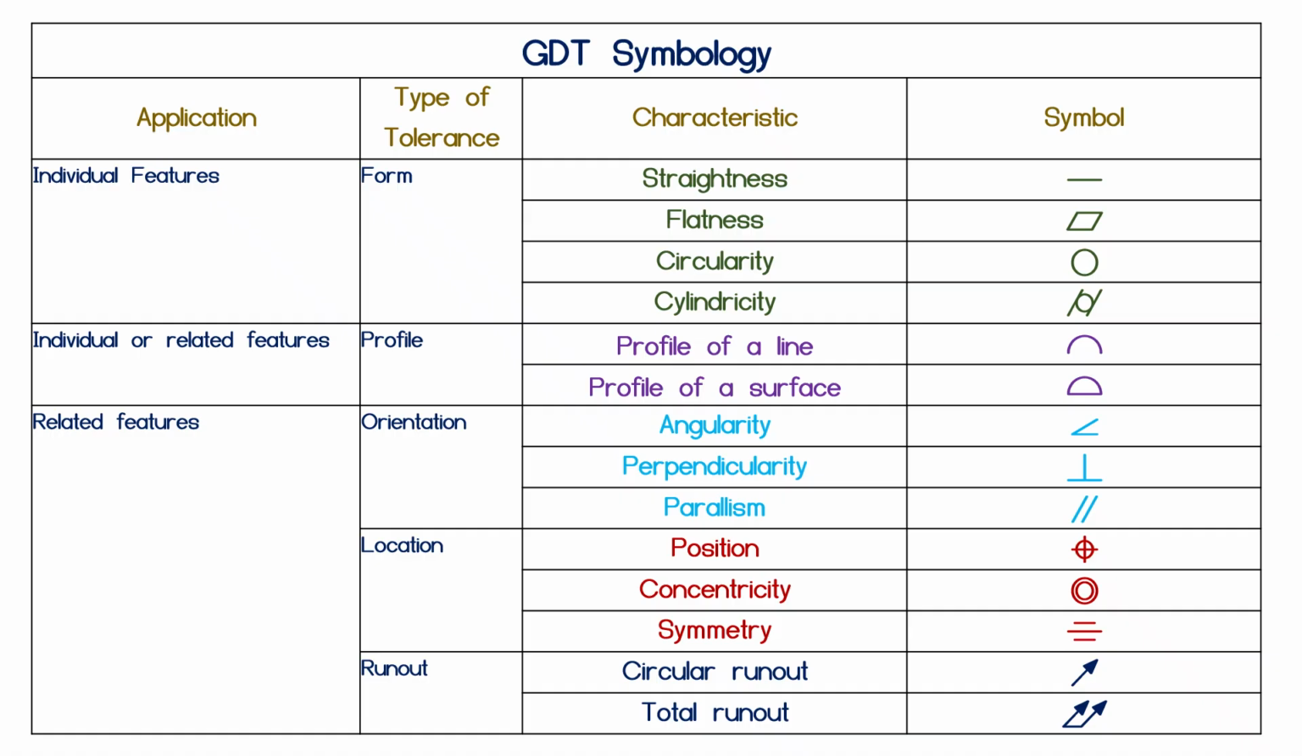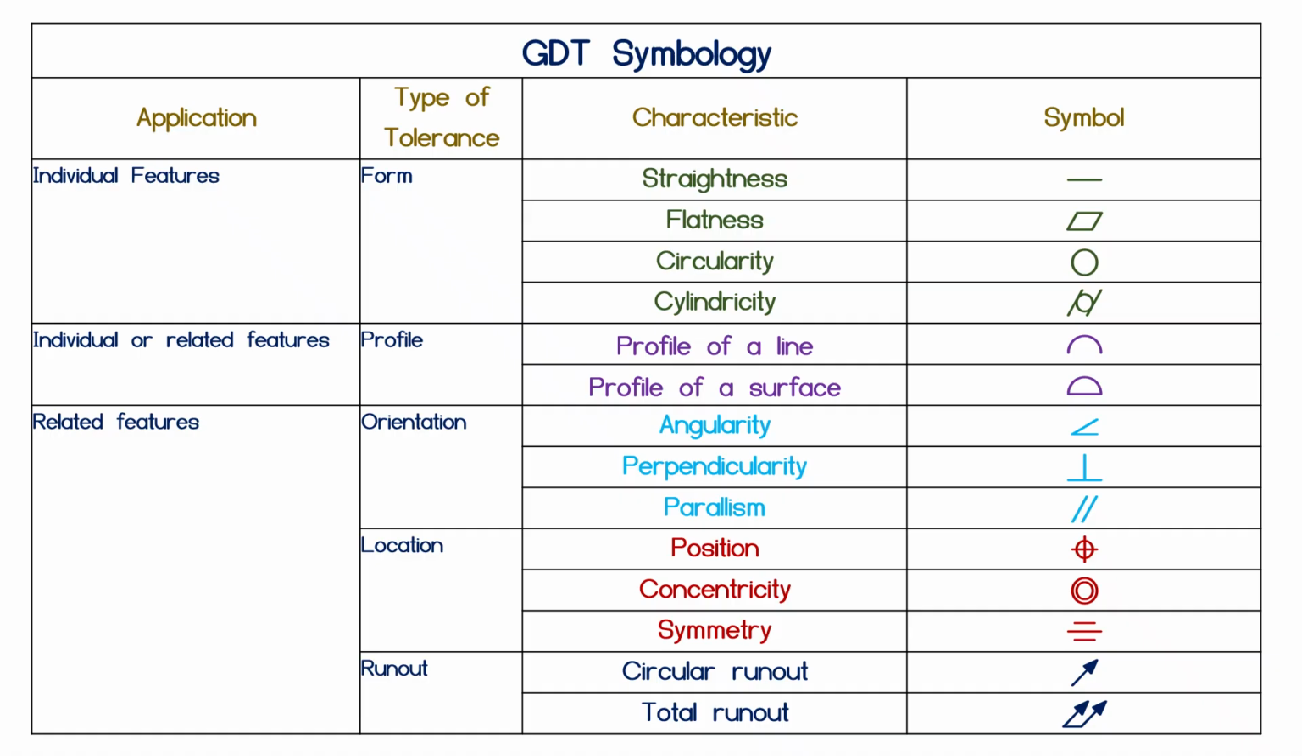Individual features, profile, or related features also. Profile of a line: sometimes we give direct tolerances, or else we give them with references related to a datum. Profile of a line is an arc or semicircle, and profile of a surface is a semicircle. Related features: orientation, location, runout.